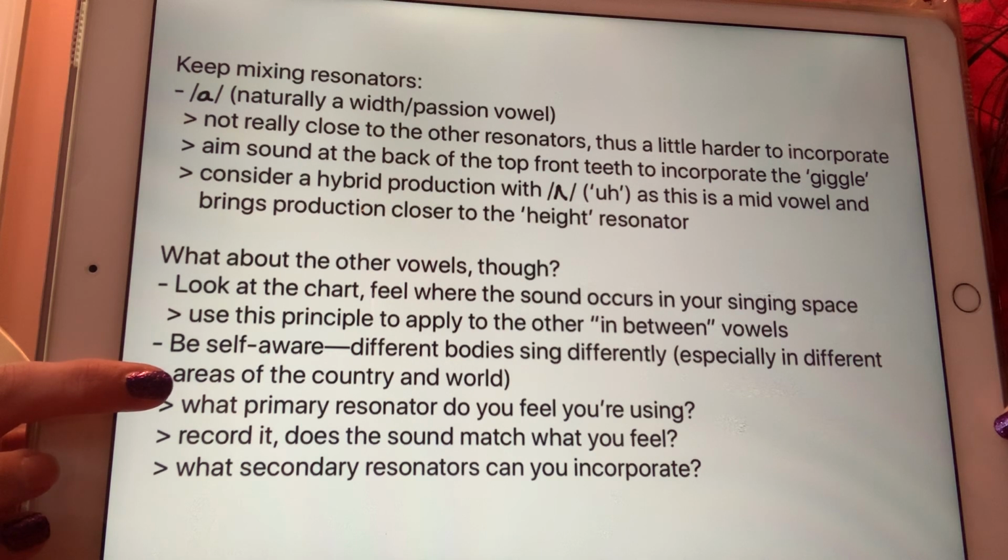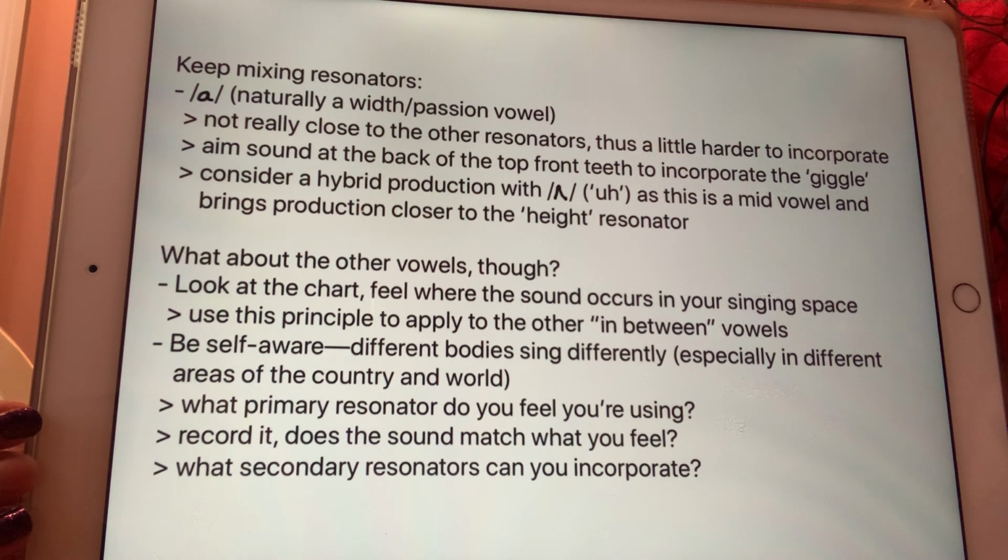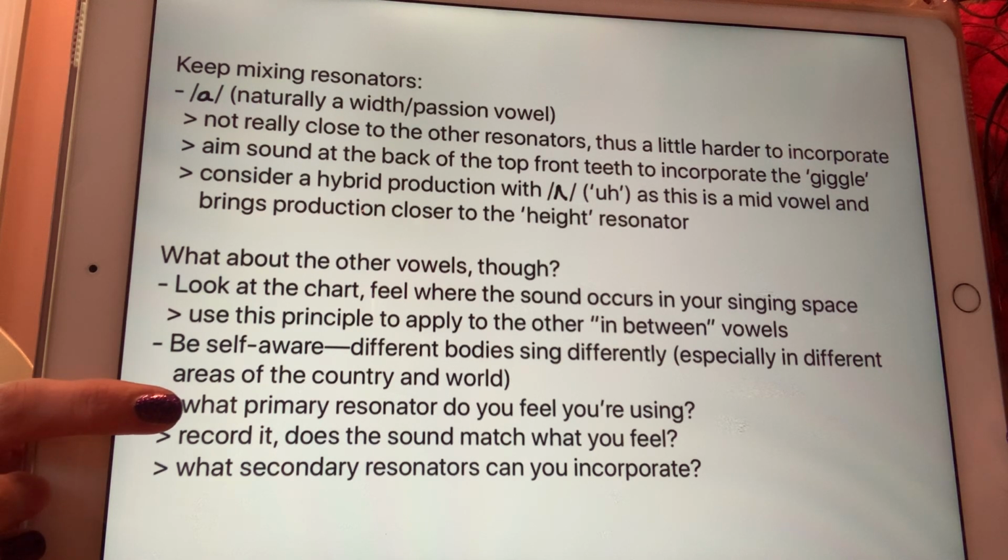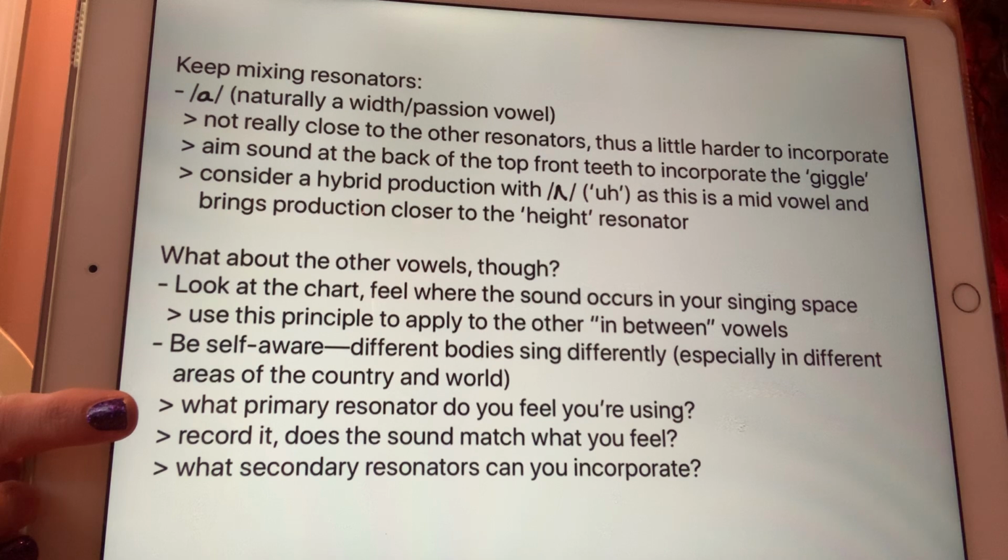So as you're trying these vowels, think about what the primary resonator you're using is, and then record it. So do you feel what you're singing? And then when you hear it, does it sound like it feels? And then make adjustments. What secondary resonators can you incorporate to make that more full, complete sound that we've been really working on?